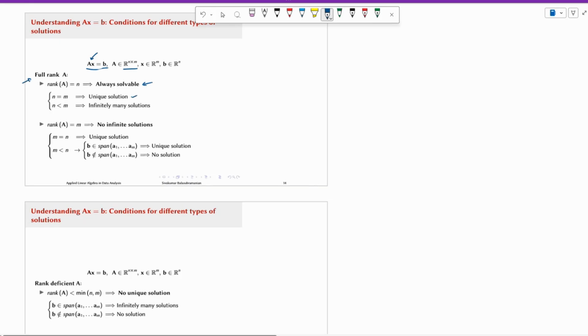When n is equal to m, that means when it's square, then you have a unique solution. When n is less than m, n has to be less than m, because rank is n, the rank is the lowest of the number of rows or columns. So when n is less than m, then you have infinitely many solutions. Here, whether you have unique or infinitely many solutions does not really depend on B, as long as it's a full rank matrix.